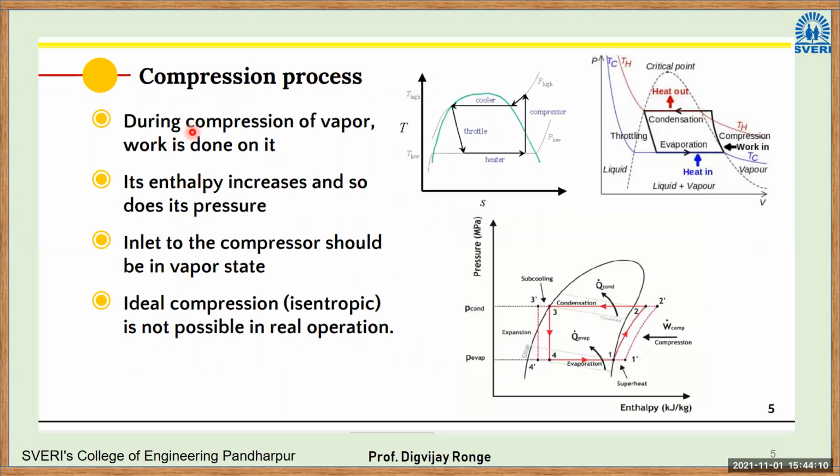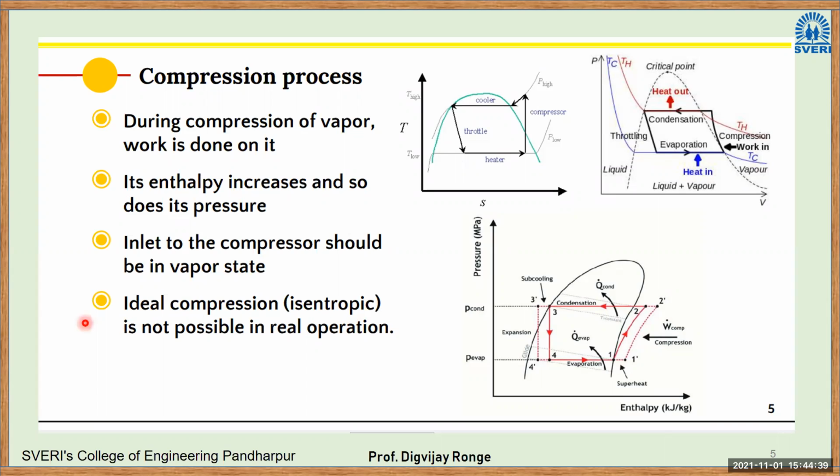So this is the process of compression. During compression of vapor, work is done on it, right? Its enthalpy increases, and so does its pressure, and the inlet to the compressor should be in vapor state. This is a very practical thing you should follow. The compressor works only on gas, so make sure that the entering refrigerant is at superheated state. Then only the compressor can function well. If the refrigerant is at wet state, then the compressor may get damaged, or in the worst case it may explode.